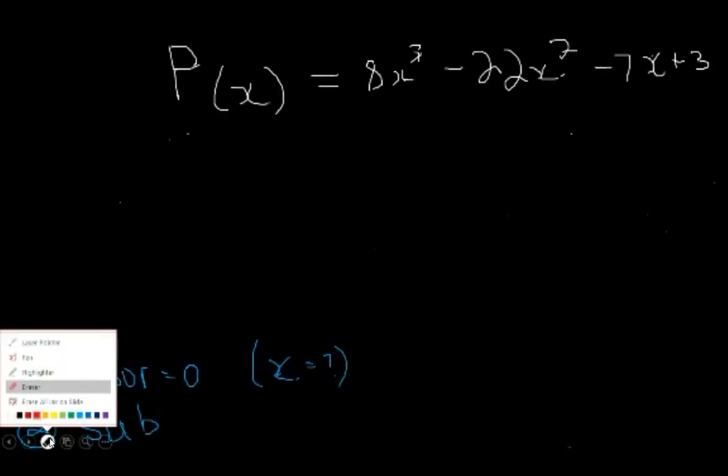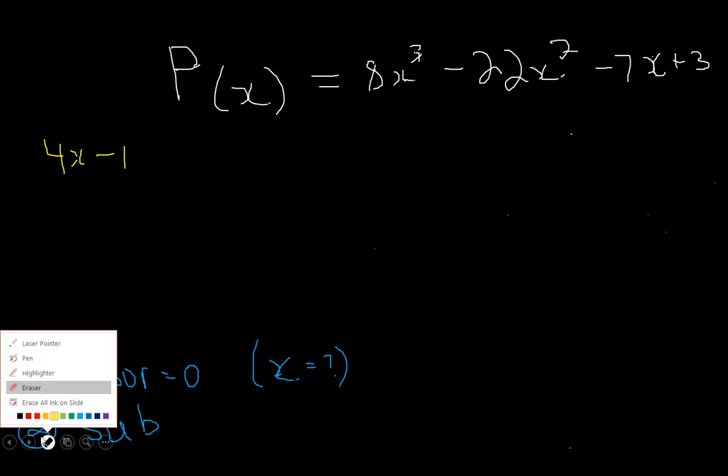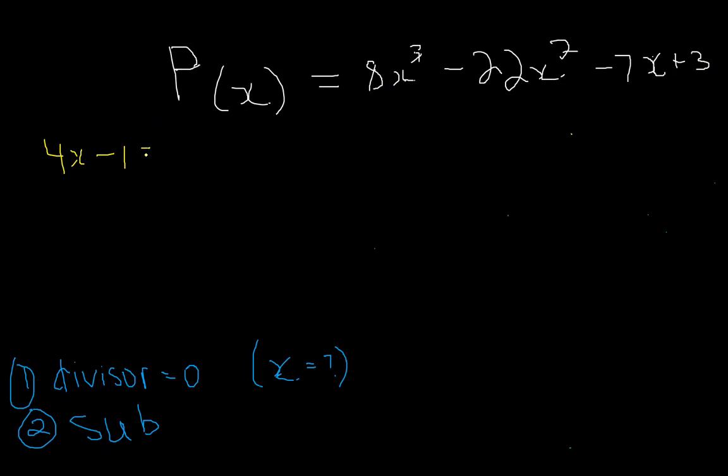Given the divisor of 4x minus 1, they want us to find out if this divisor is a factor of this polynomial expression. Remember, if it's a factor, the remainder is 0. Okay, so the first step, put this equal to 0, solve for a value of x. X is going to be a quarter.